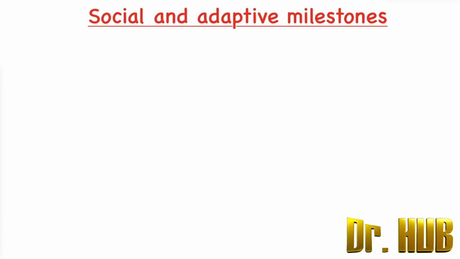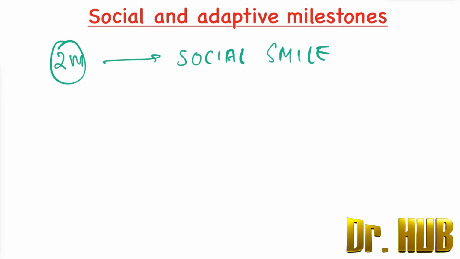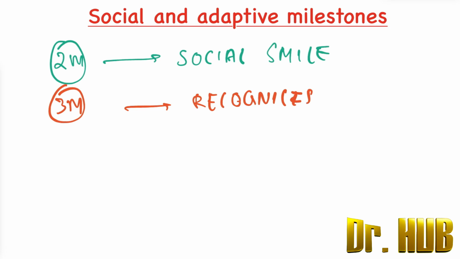Now let's look at the social and the adaptive milestones. So we begin with a 2-month-old. In a 2-month-old, what we first encounter is a social smile. So the baby provides a social smile. Then at 3 months is when it recognizes the mother. So recognizing the mother.